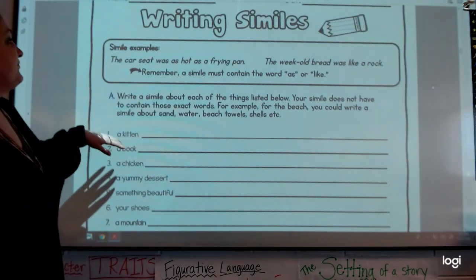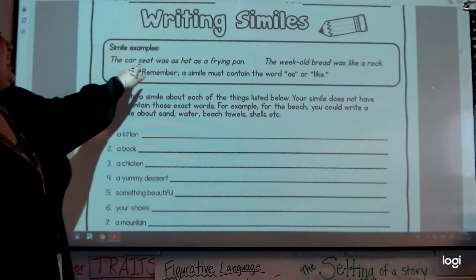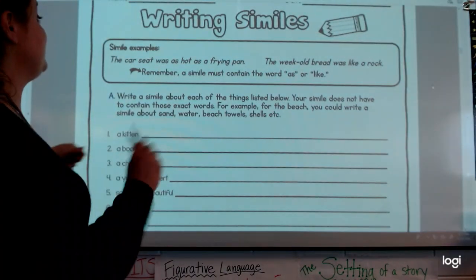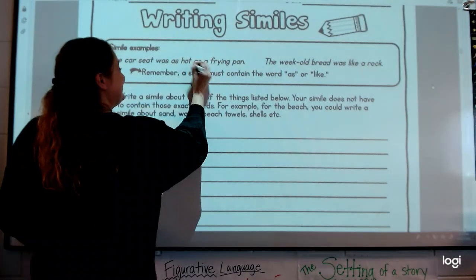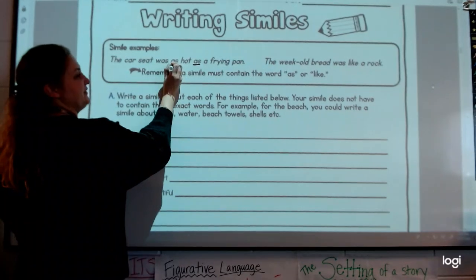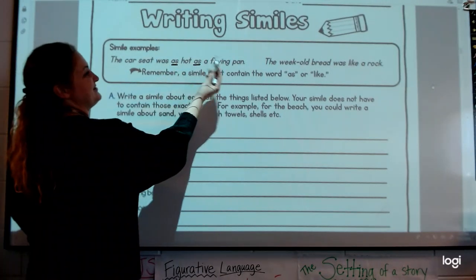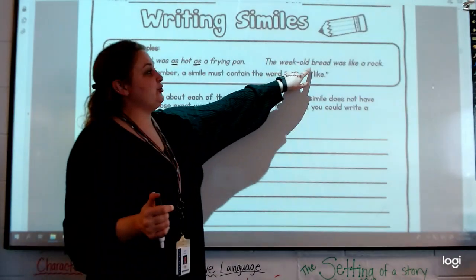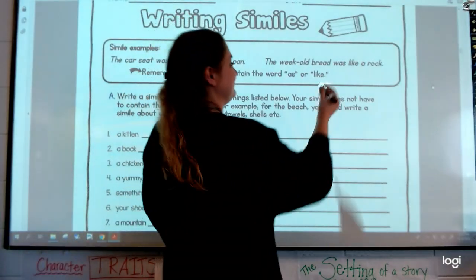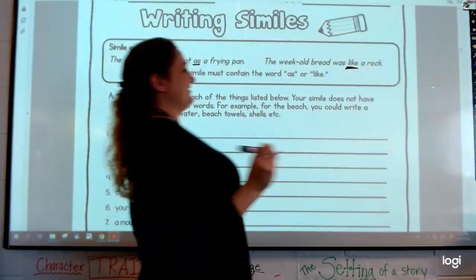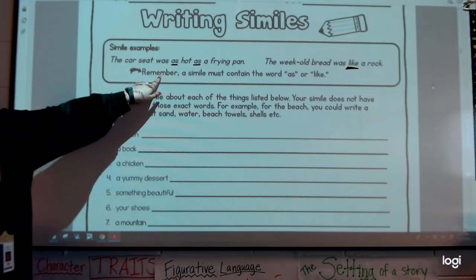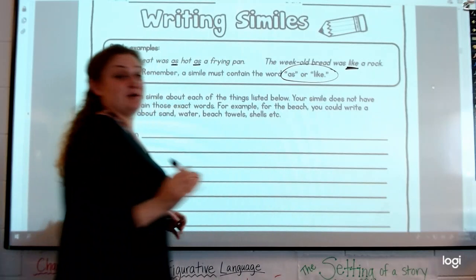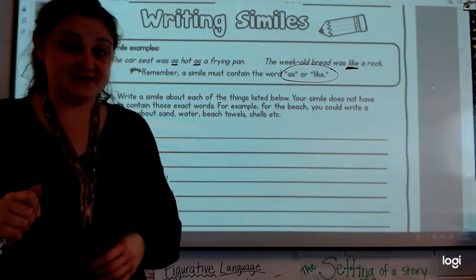So, similes. Here are some examples. The car seat was as hot as a frying pan. Okay? So, they use the like or as. They followed the rules. And when they use as, usually there will be two of them. It'll say was as blank as something. Okay? So that one used as. This one, the week-old bread was like a rock. Like. Okay, they use that key word. All right, remember, a simile must contain the word as or like. That's the rule. So if you are not using those words in your comparison, you're not writing a simile.